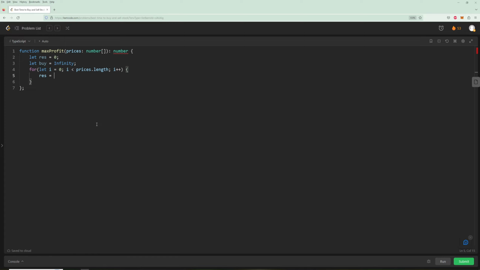So we can just say res equals Math.max of the result, and our sell price here would be prices[i], and our buy price is buy. And similarly, after we try to maximize the result, now we say, okay, do we want to buy for this price or do we want to keep our old one? The same thing, we want to minimize, so Math.min of buy and prices[i]. And that should be pretty much it. Now we simply return the result, and let's take a look.